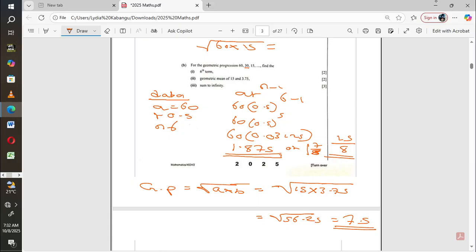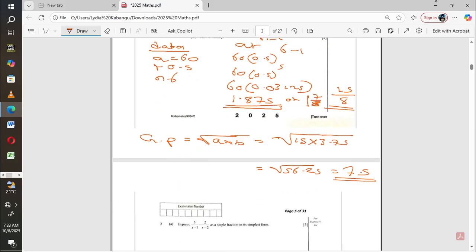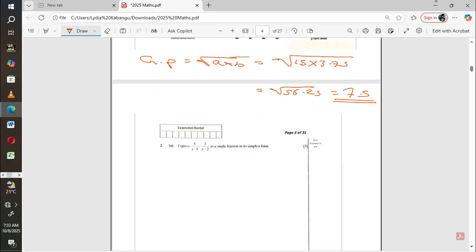Okay, so what is 60 times 15? If you multiply 60 by 15, you're going to have 900. Then the root of 900 is 30. So this is how we calculate the geometric mean. It simply means the number which is in between. That's your mean. So it's nothing else but that number which is in between the two numbers.